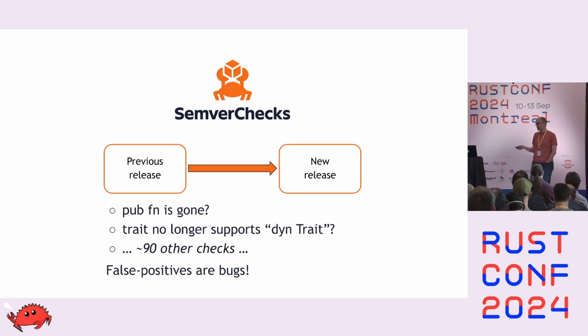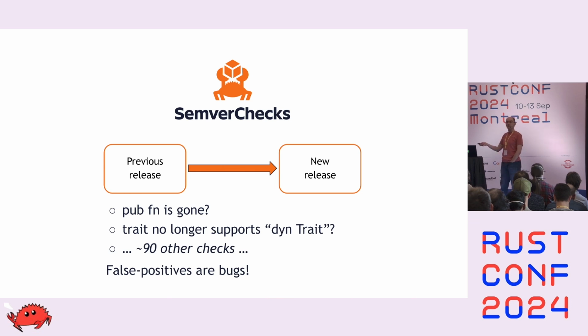The way that cargo-semver-checks works is it takes a look at your previous release, what's currently on crates.io, and compares the API against the new release that you're about to make. It checks a variety of different things, like are all the public functions still there? Are all of the traits that used to be object safe still object safe? And about 90 other things.